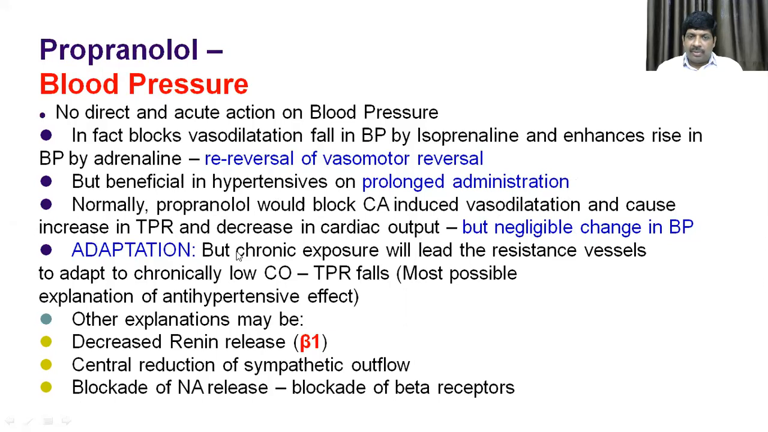But when a person is on chronic administration, it will lead to resistance vessels adapting to chronically low cardiac output and TPR falls. Or it may act through decreased renin release as the adrenergic system is blocked. The beta-1 stimulation will not be there, decreased renin release will be there, central reduction of sympathetic outflow will be there, and blockade of norepinephrine release and blockade of beta receptor.